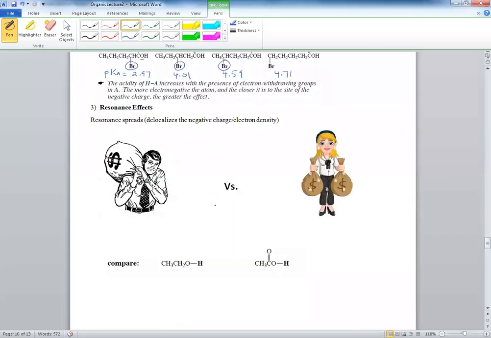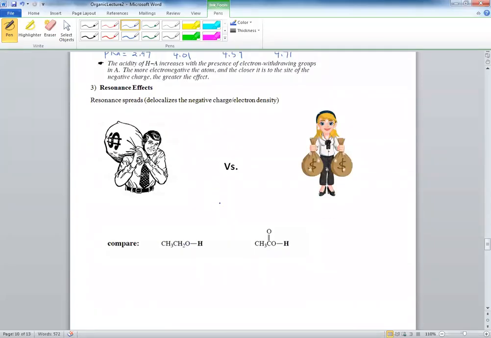So we revisit resonance one more time. In fact, we learned that resonance is partly because of this. The resonance effect actually helps stabilize the conjugate base, resulting in stronger acids. The reason behind it is really simple. Again, it is because it delocalizes the negative charge, or the electron density.